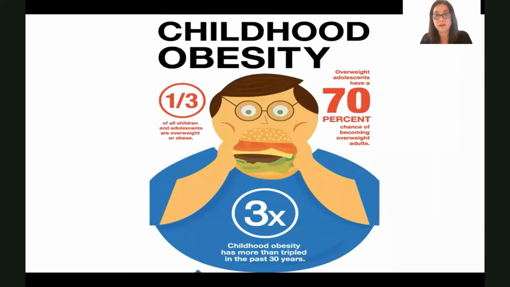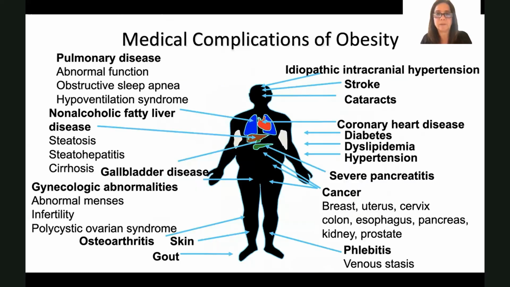So I'm, of course, going to talk about a massive issue, which is childhood obesity. It does involve at least a third of all children and adolescents in the world, and particularly in the United States. We believe childhood obesity has more than tripled over the past 30 years. And of course, overweight adolescents have a 70% chance of becoming overweight adults. So there's real concern here that we need to get on top of this problem.